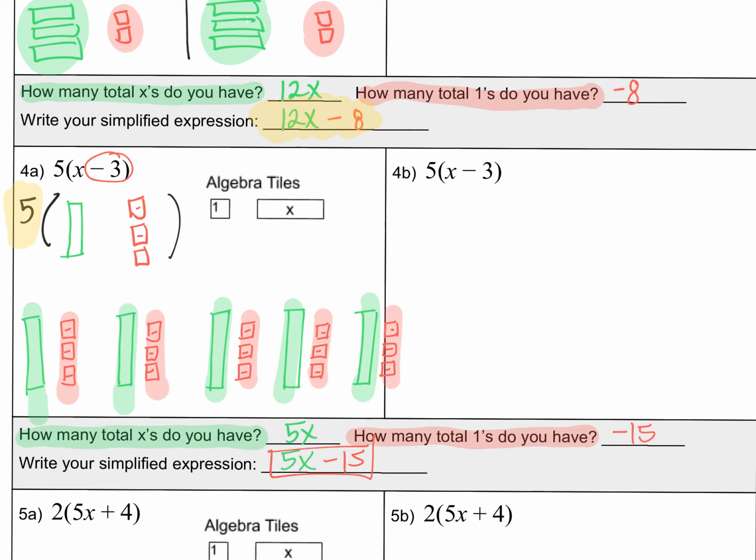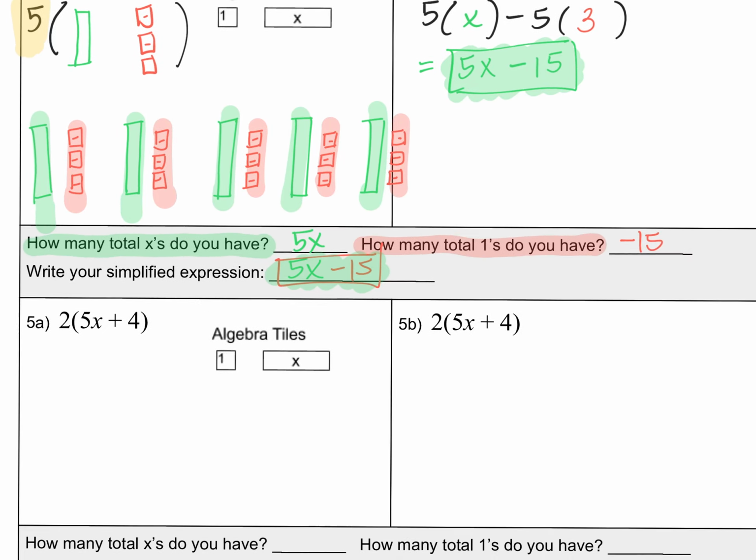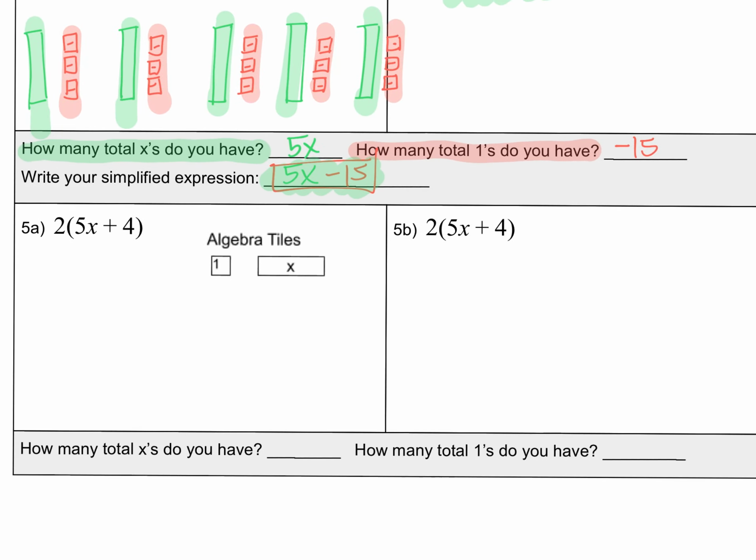We're going to go ahead and do this again using the algebraic method. So that means I have 5 times x minus 5 times 3. 5 times x is 5x. 5 times 3 is 15. And again, we have 5x minus 15 algebraically and 5x minus 15 using algebra tiles. We're going to look at one last one.